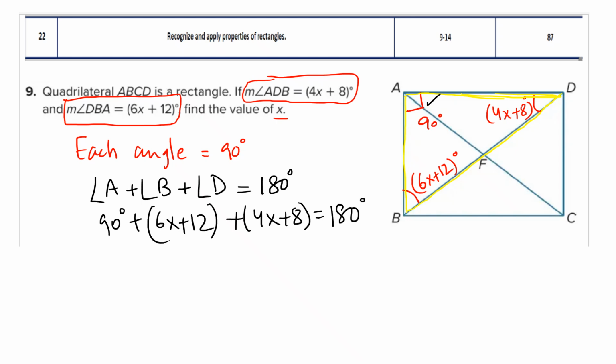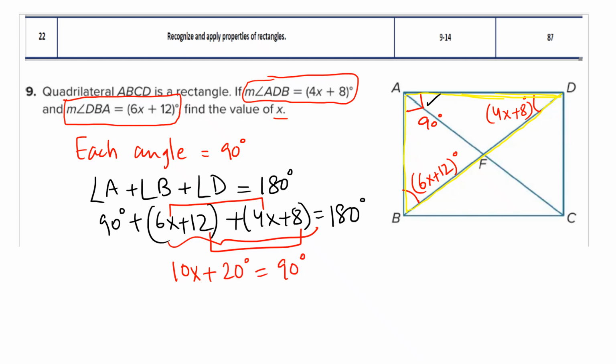So the sum of these two angles definitely is going to be 90. So now we collect the like terms and solve for x. I'm going to combine 6x with 4x, adding gives 10x. 12 plus 8, that gives you 20 degrees, and that is equal to 90.